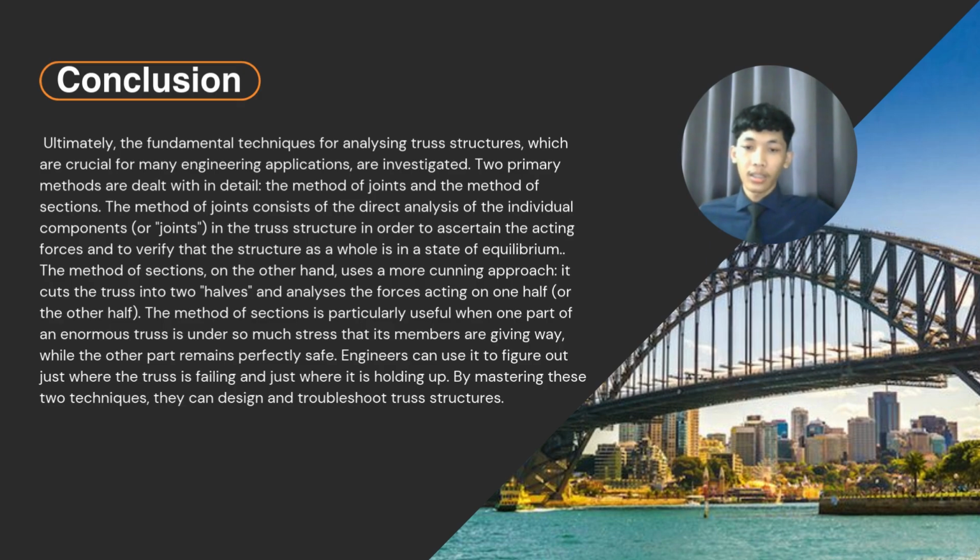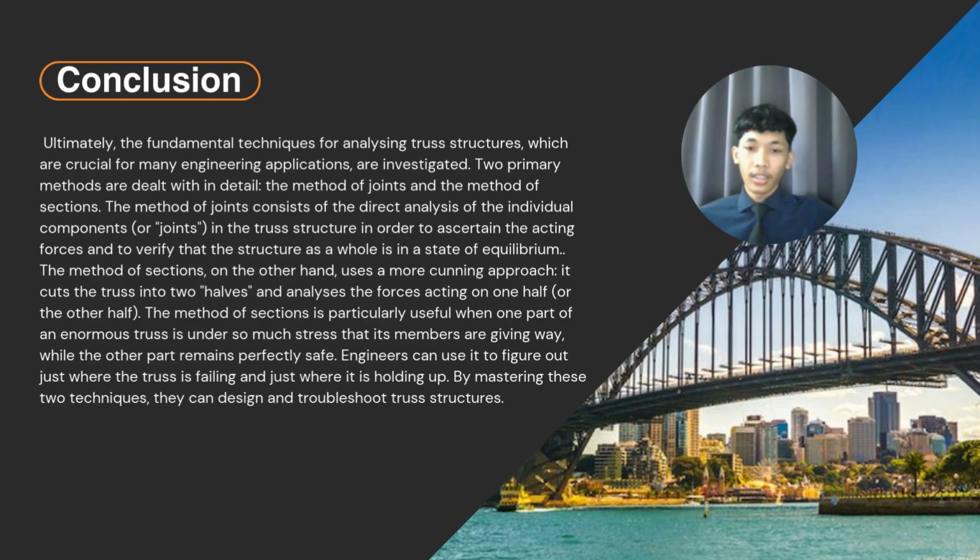To wrap up, let's summarize the critical techniques for analyzing truss structures, which play a fundamental role in many engineering applications. In this presentation, we explored two primary methods in detail: the method of joints and the method of sections. The method of joints involves analyzing the individual components or joints within the truss structure. This approach helps us calculate the acting forces and ensures that the structure is in a state of equilibrium. It provides a direct and systematic way of examining each connection on the truss.